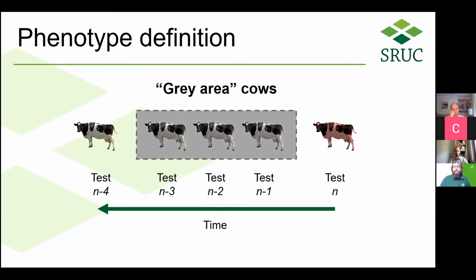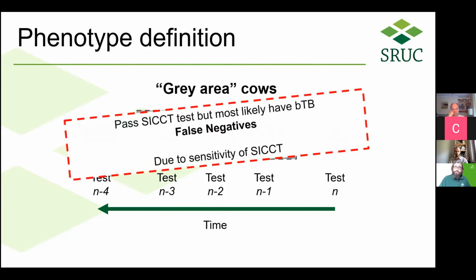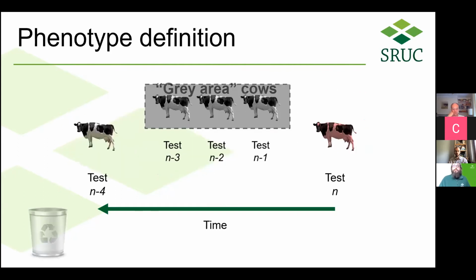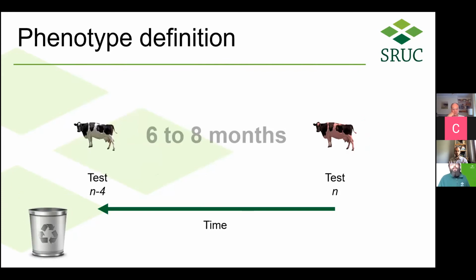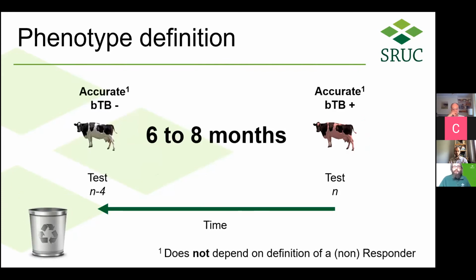So again, these are the cows that are more likely to give false negative results. As I said before, they pass the skin test, but they actually are infected with TB. So what we do is we remove these from the data set and retain them for using later. And this gave us somewhere between a 6 and 8 month time period between what we're calling our accurate phenotypes of positive and negative. But also what this meant was that it doesn't depend on the definition of a non-responder.